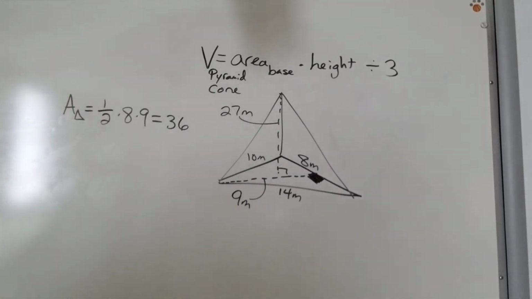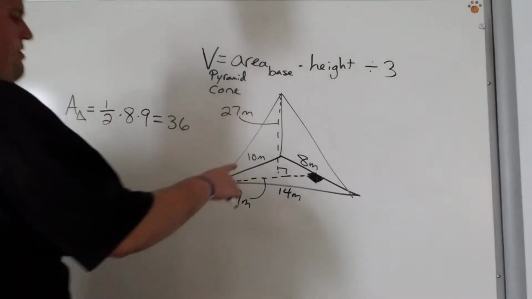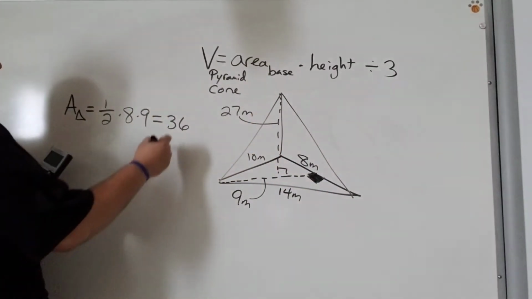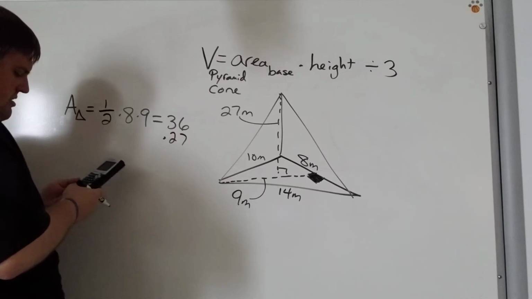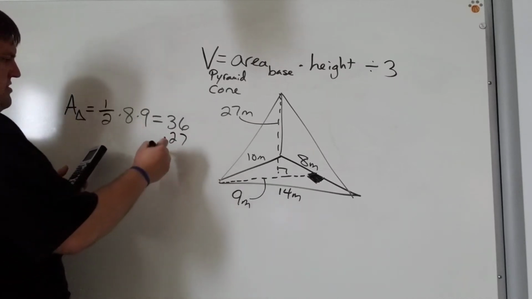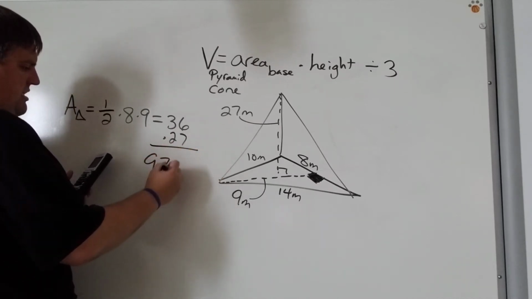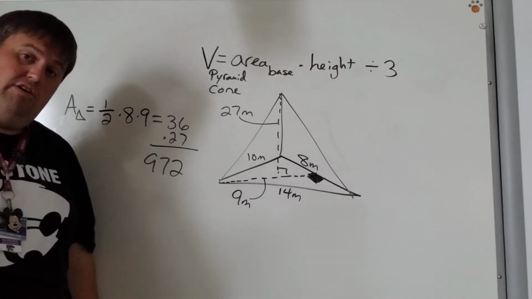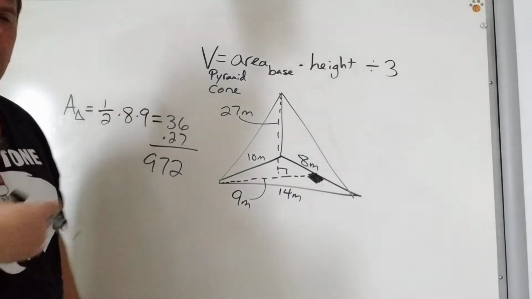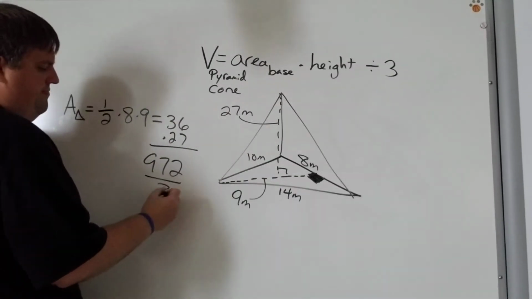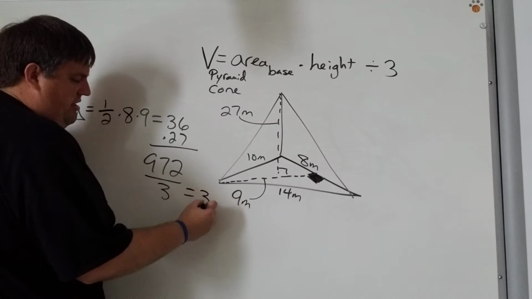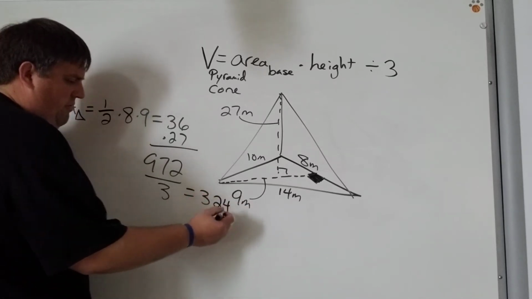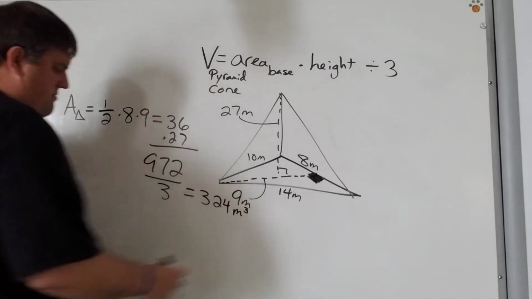So that's area of the base. The height is still that line that goes from the apex to the center. So in this case, that's 27. So 36 times 27 gives you 972. And that would be our volume, but it goes to a point. It's a pyramid, so we have to divide by 3 at the end. And that looks like 324 meters cubed.